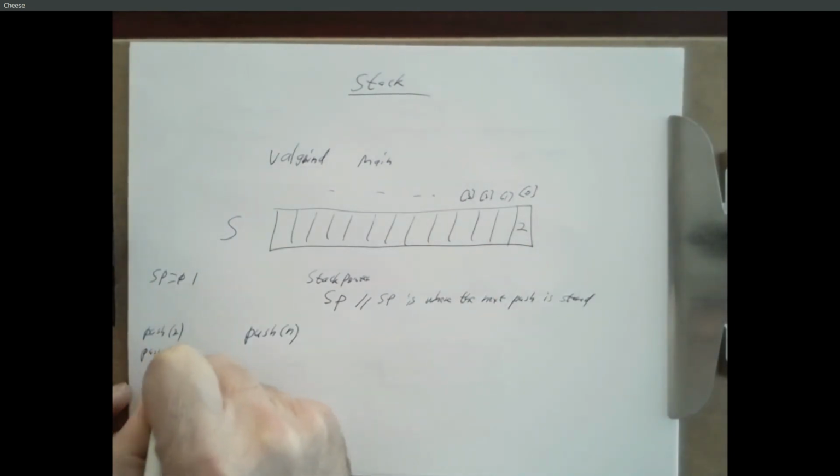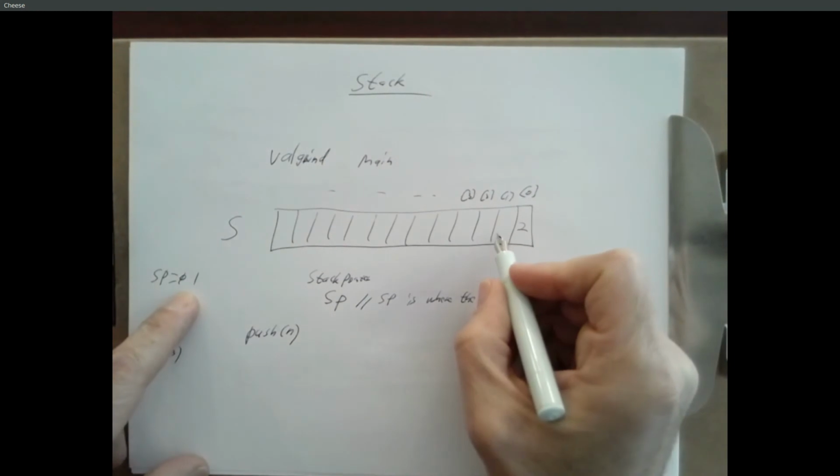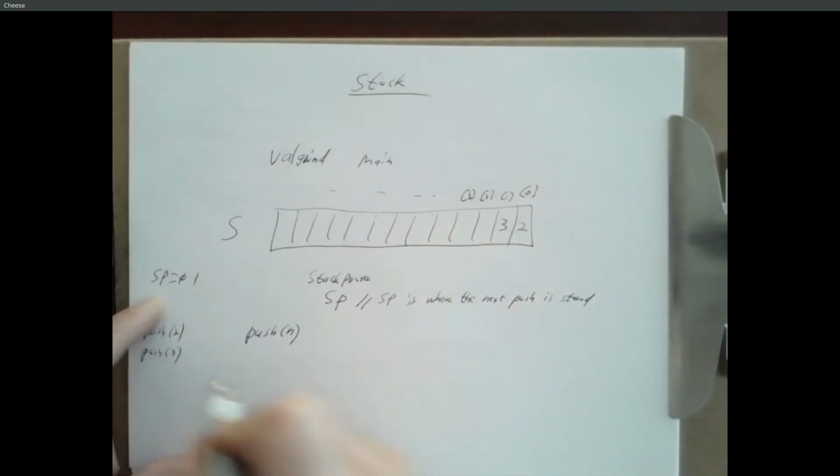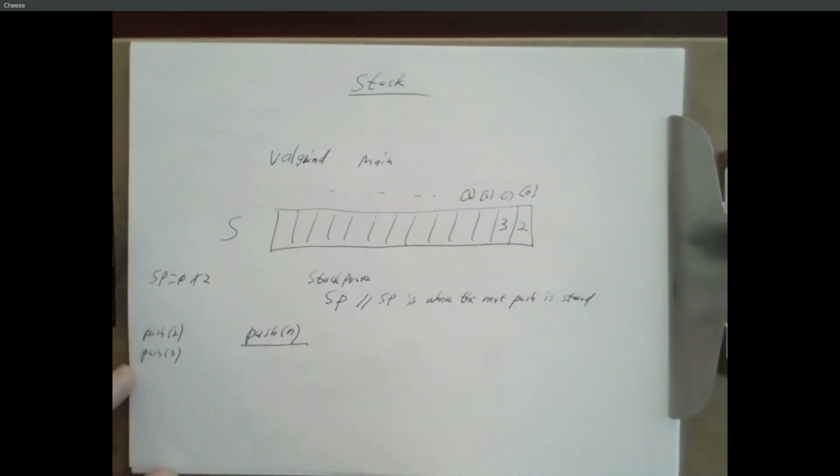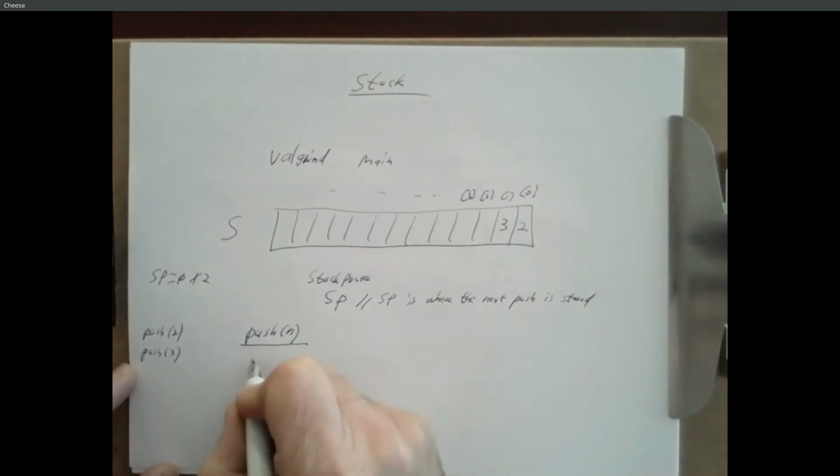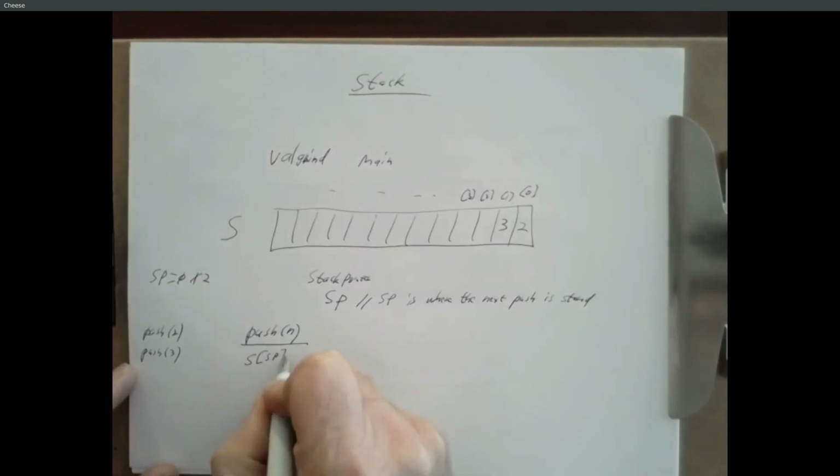So if we push a 3, we're going to store that at index 1, because that's where the stack pointer is pointing, and we're going to increment the stack pointer. So in general, our algorithm for pushing a number n is as follows. S[SP] = n, and then SP = SP + 1.